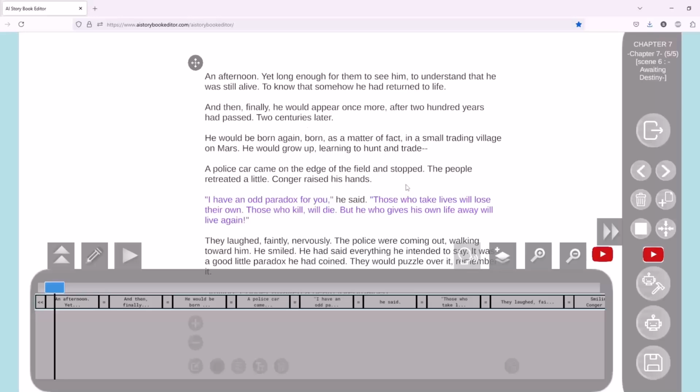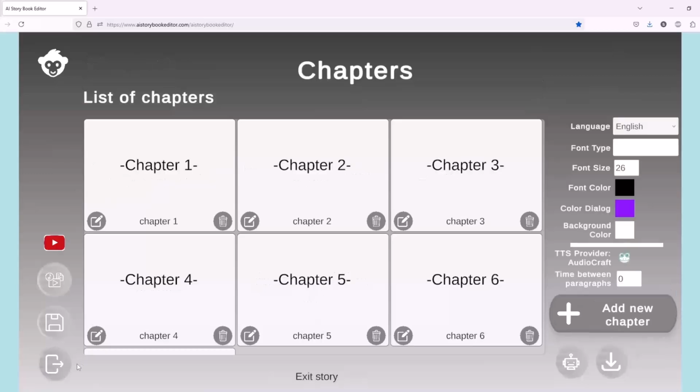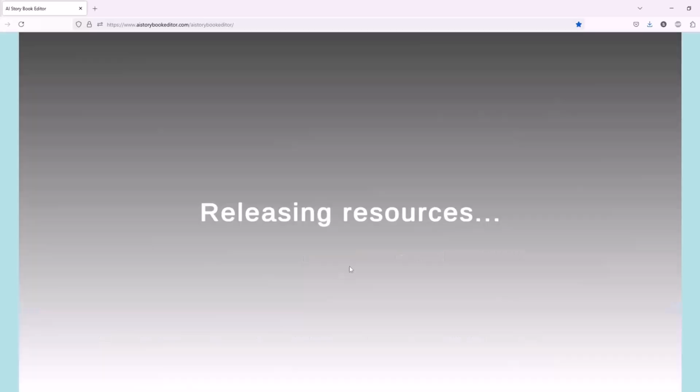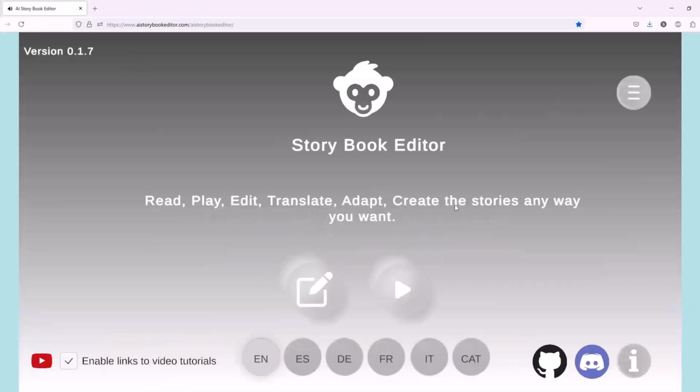So we have finished with the speech generation for the whole book, and the only thing left to do is just to play the result and record the audiobook.